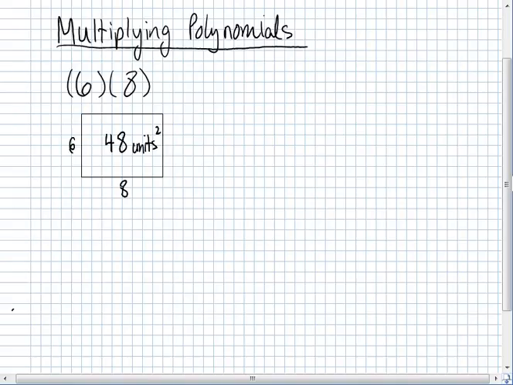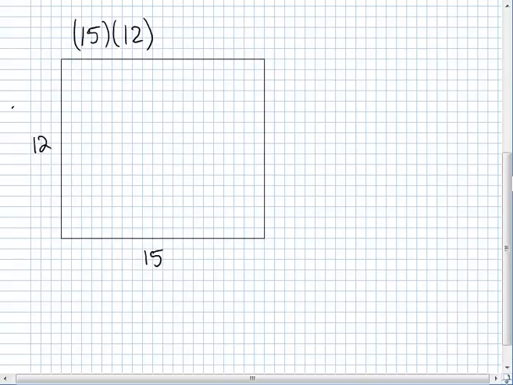Like, for example, this problem here, 15 by 12. And now, again, you'd probably pull out your calculator. Some of you who are really good could probably do it in your head, multiply 15 by 12 and come up with the correct answer. But you can also, again, picture this as a rectangular area problem. In other words, a rectangle with a length of 15 and width of 12. Okay, but is there a better way that we can picture this?